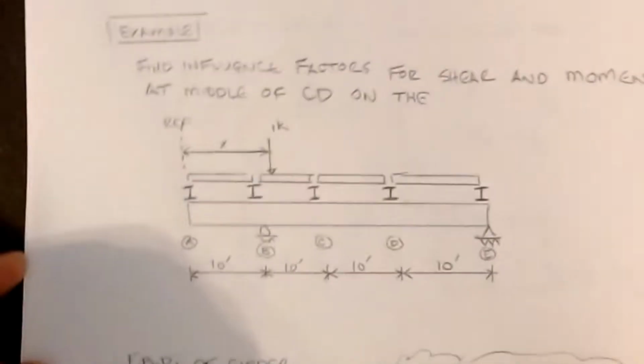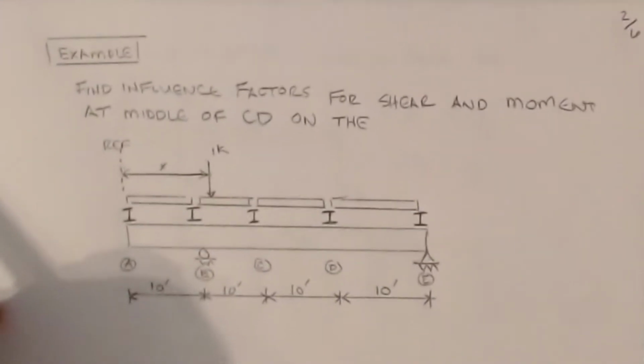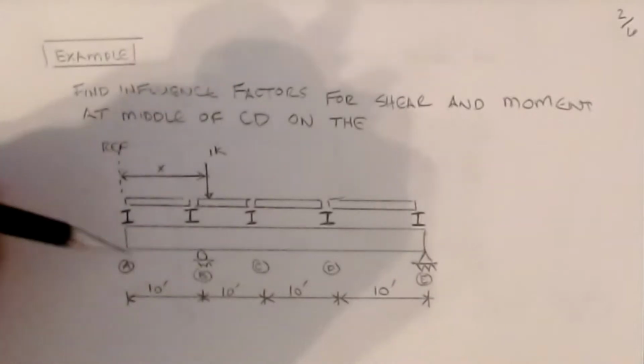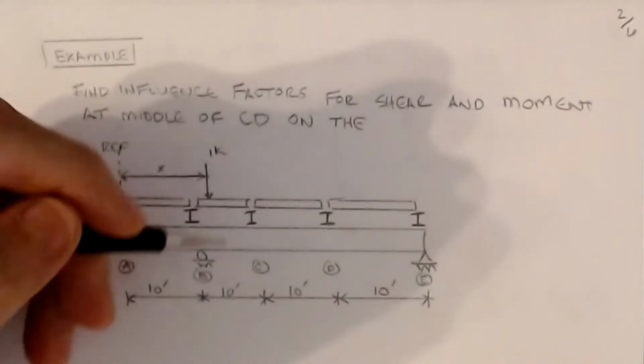All right, so we're going to look at an example in this case that is just a girder. Now, it's not a simply supported girder. It's actually got a cantilever end over here on the left. Okay, so it's a little bit more interesting.